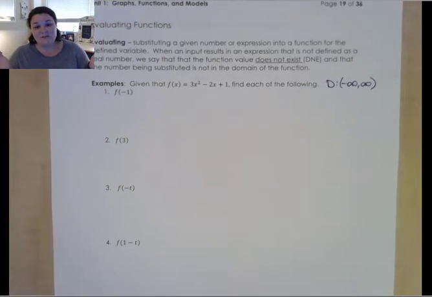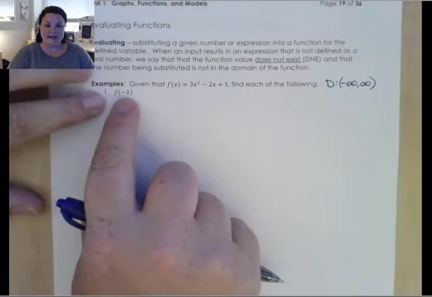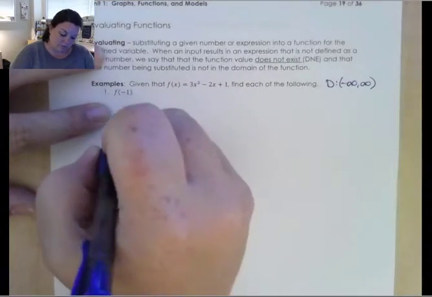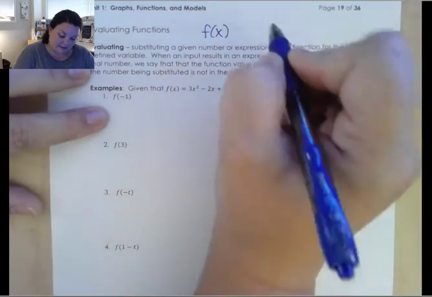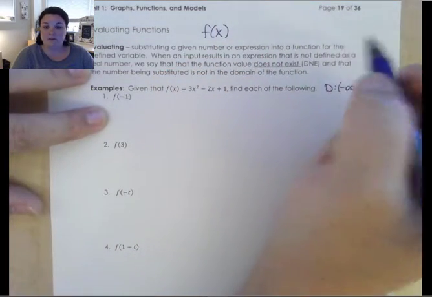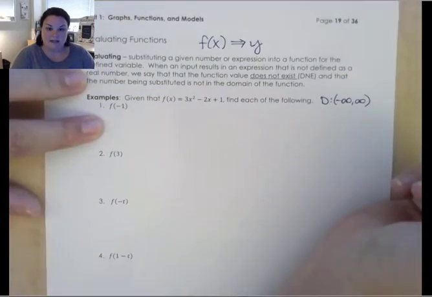So if I have no issues, I should be able to plug in all of these things and get a nice pretty answer, right? All right, so let's go ahead and plug in f of negative 1. So remember, when we talk about function notation, f of x or g of x or whatever of x we're talking about is the same thing as y, okay?